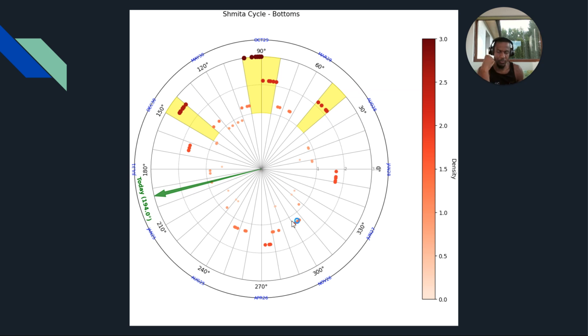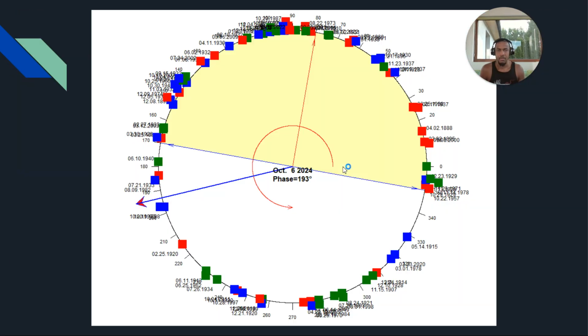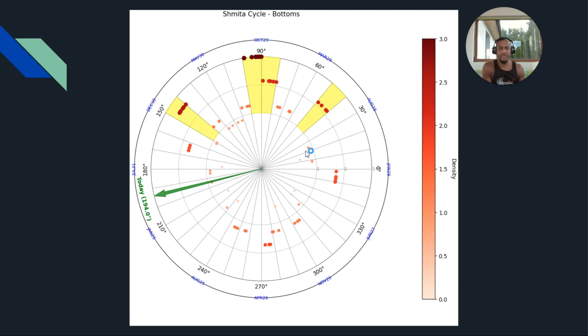So, if history were to repeat itself, all I'm trying to identify is what I call hot zones. What are those zones in that pattern that we identified before, in which historically these 15% bottoms have occurred most? And we have them highlighted here.